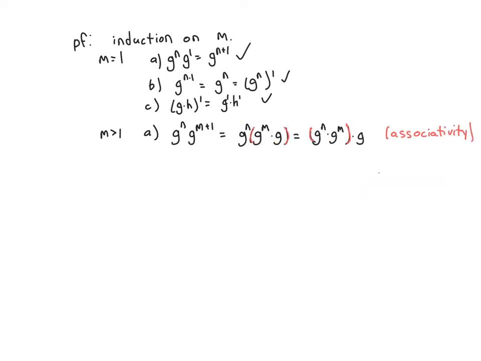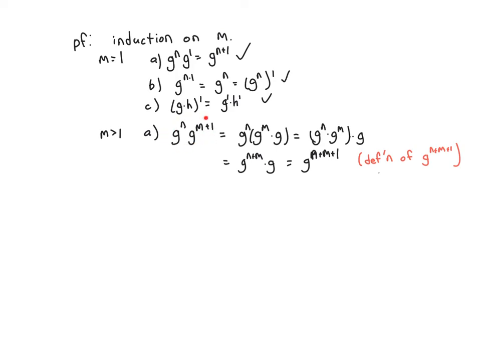Well, now I use associativity to move the parentheses over. Why? Because I'm doing a proof by induction, and I can apply the induction hypothesis to g^n times g^m. And that's exactly what I do. By the induction hypothesis, that's g^(n+m). Oh, but my definition of exponentiation is that g^(n+m+1) is g^(n+m) times g. It's a very handy definition. So that's it for A.